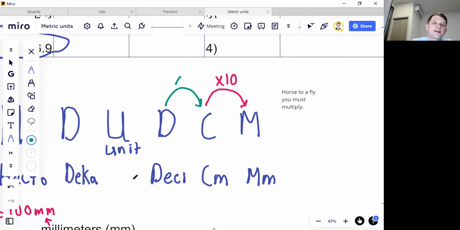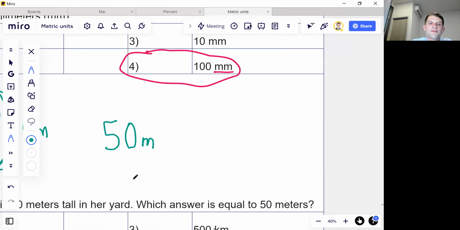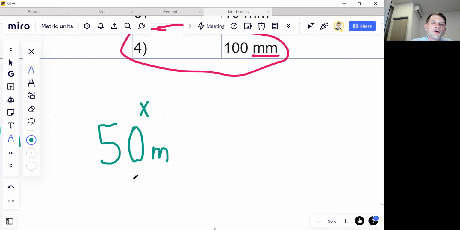And this is going to be times 10 if we were going from decimeters to centimeters. And then from meters to decimeters is also times 10. So looking here, I'm going from meters all the way to millimeters. So I know I need to go 3 steps here. So this is going to be times 10 times 100 times 1000. Okay, so looking back here, I've got 50 meters, and I need to multiply by 1000 here.